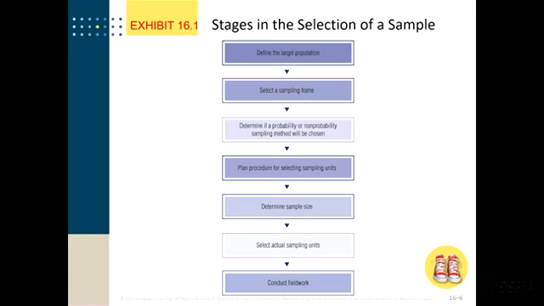So the stages in selecting a sample, you can see it's a long process. First of all, we need to start with targeting. We need to define the target population, then the sampling frame, then determine whether we'll be going for a probability or non-probability sampling, then sample size, sampling units, conduct field work, and so many. So a lot of stages are there. We will briefly discuss some of them today.